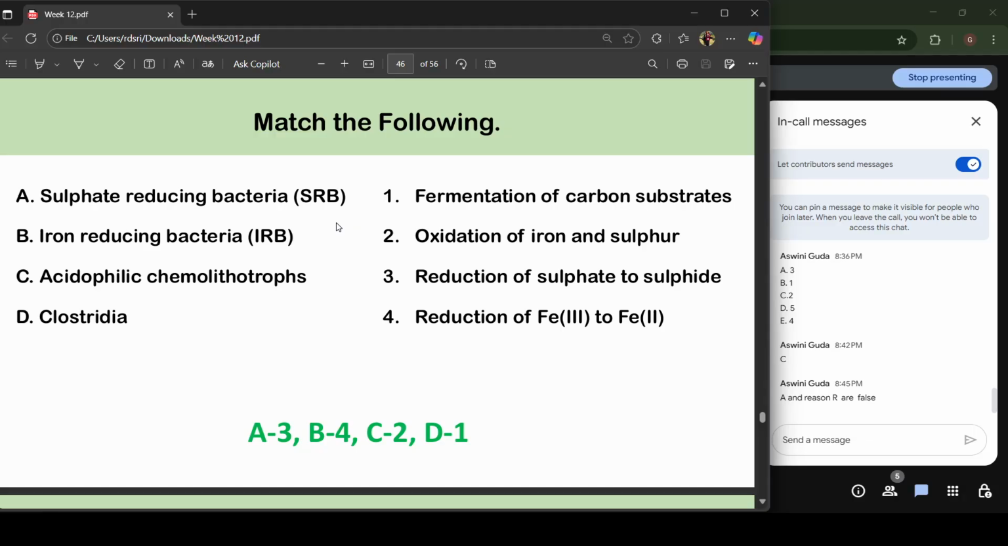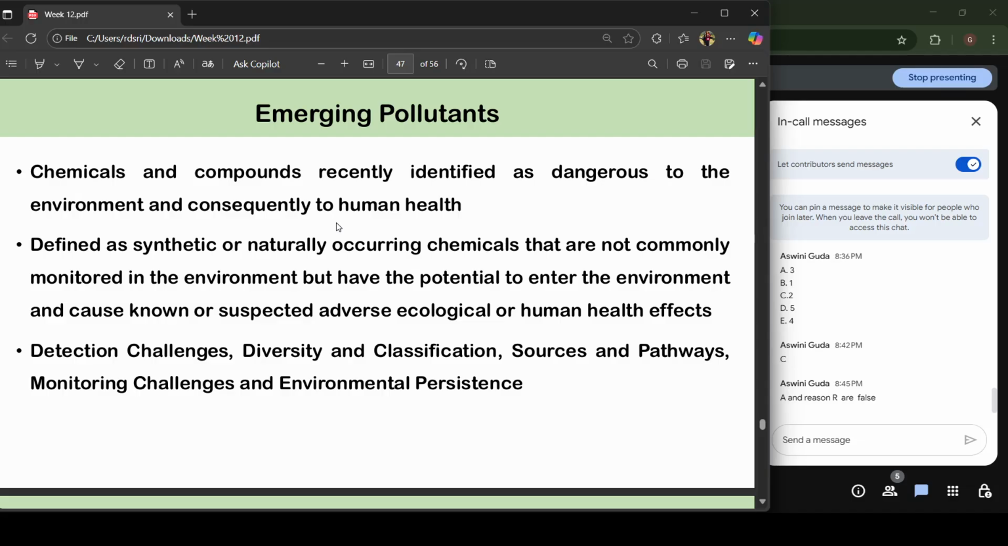So with this, we have completed all the questions for today. So just a brief introduction about emerging pollutants. So emerging pollutants, they are named so because they are recently identified to be pollutants, and we still don't have regulations for all the emerging pollutants. Let's say we have microplastics, so we don't have regulations for these. So regulation in the sense something where we define the permissible limit, acceptable limit, all such things. So we don't have such things for emerging pollutants.